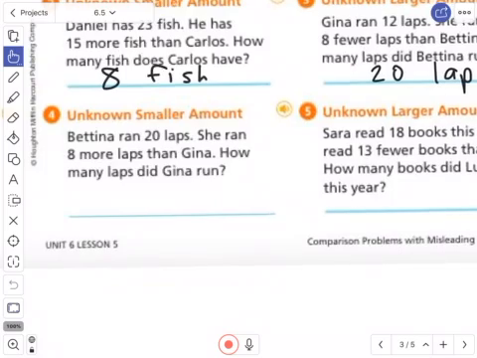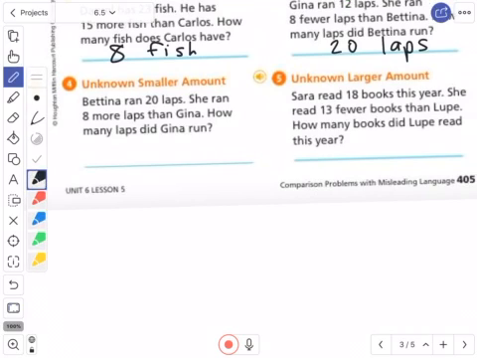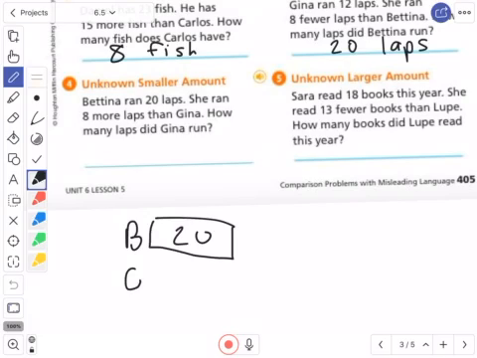Let's check out number 4. Bettina ran 20 laps. She ran 8 more than Gina. Okay, so Bettina has the most, so we're going to give her this top one again. She ran 8 more than Gina, but we don't know how many Gina ran. So Gina will get this small one right there, with a question mark.